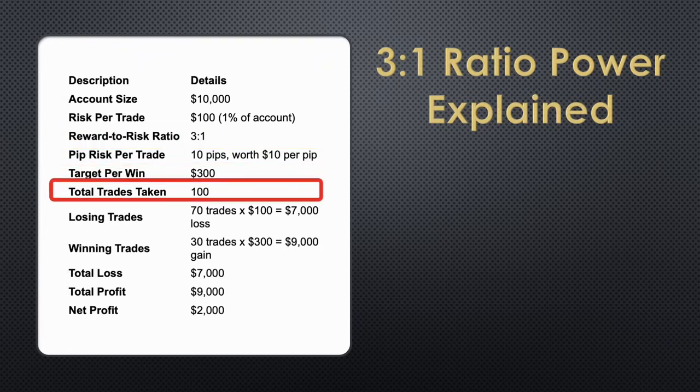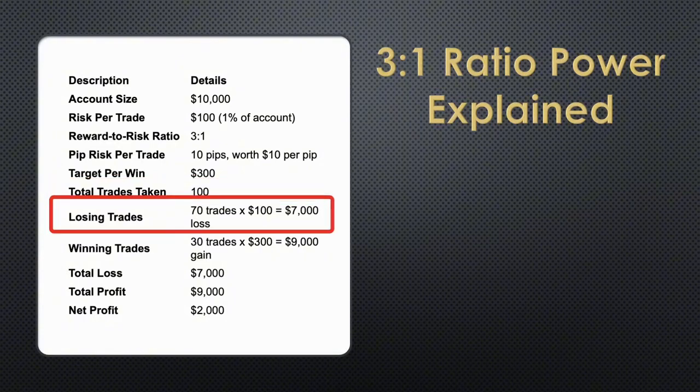Let's assume you take 100 trades following this strategy. Now, here's where the magic happens. Even if you lose 70 out of those 100 trades, a 70% loss rate, you can still be profitable. Let me break it down for you. Out of your 100 trades, you lose 70. Since you're risking $100 on each trade, your total loss is $7,000. At this point, it might seem like you're in trouble, but let's look at the winning trades.